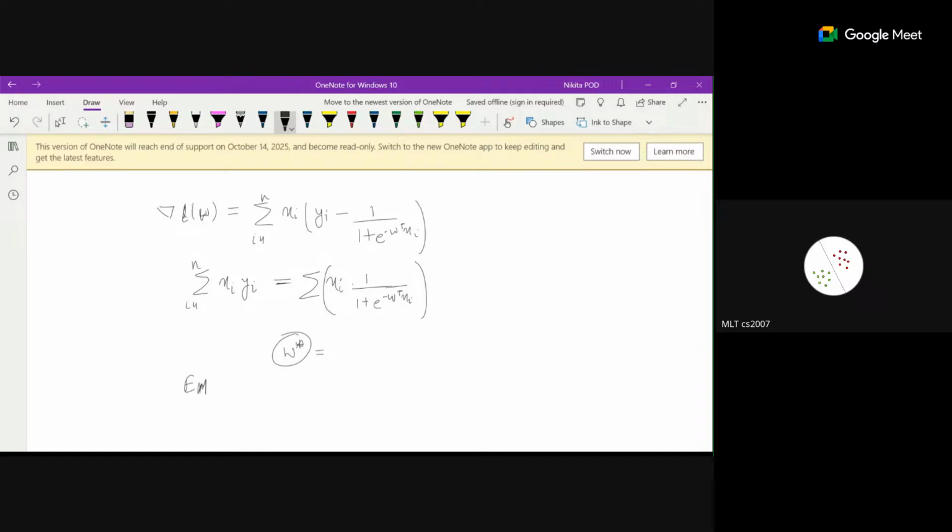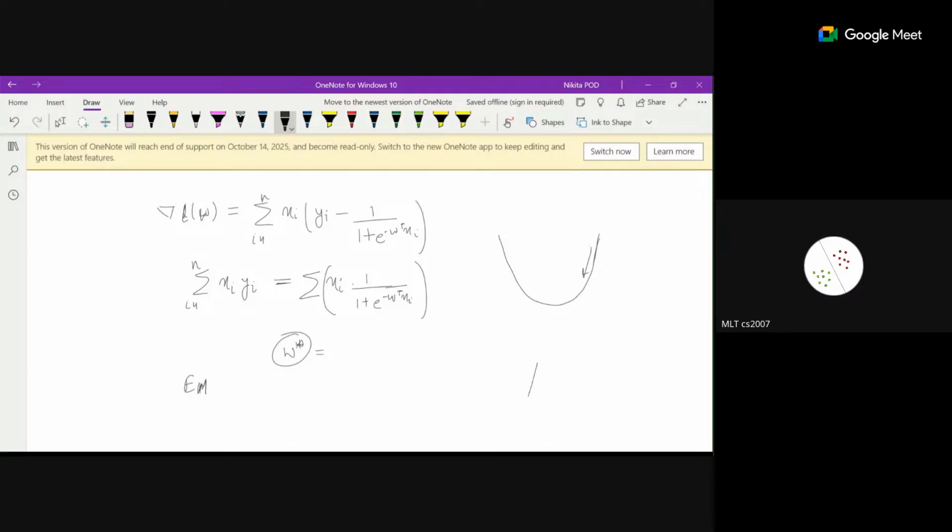We solved the GMM using the EM algorithm. Similarly here, if you're finding W using the gradient ascent algorithm, why is it gradient ascent and not gradient descent? In gradient descent it is a minimization problem. For example, in a regression problem you want to minimize the error, so you use gradient descent and move in the negative direction.